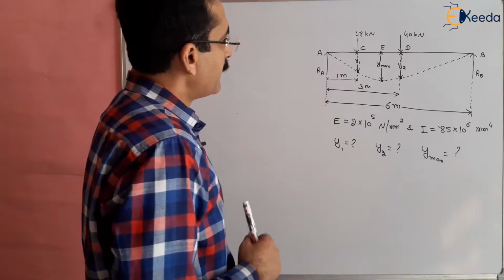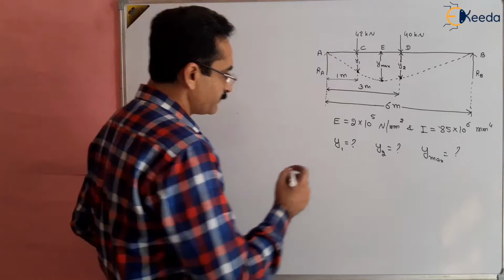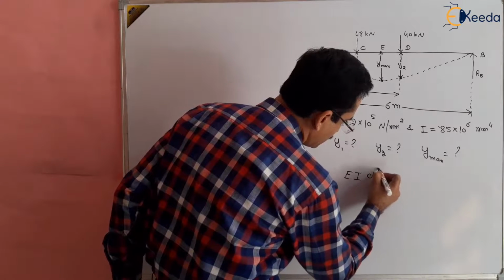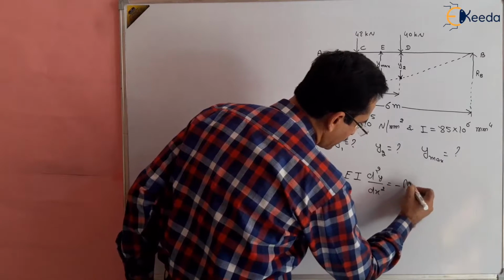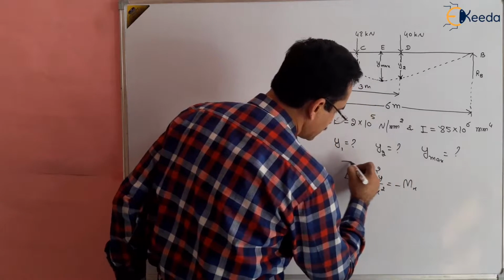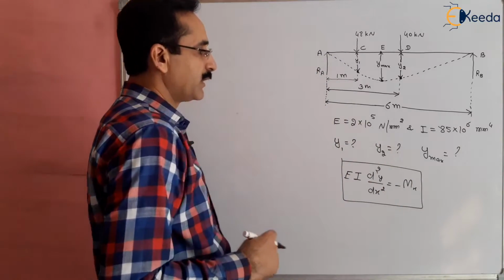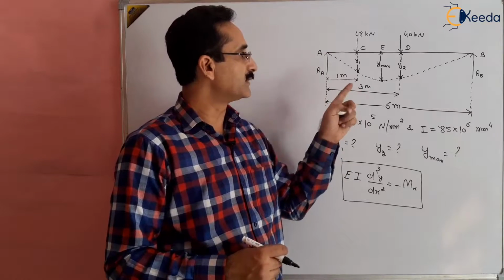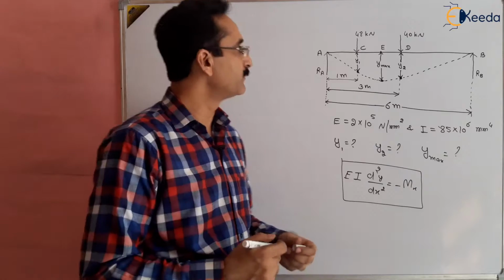In the double integration method, we know the deflection equation. The main deflection equation is EI d2y by dx square equals minus M at a distance x. So this is the main equation. We have to use this equation and integrate twice to get the final result, the deflection under each load and the maximum deflection.